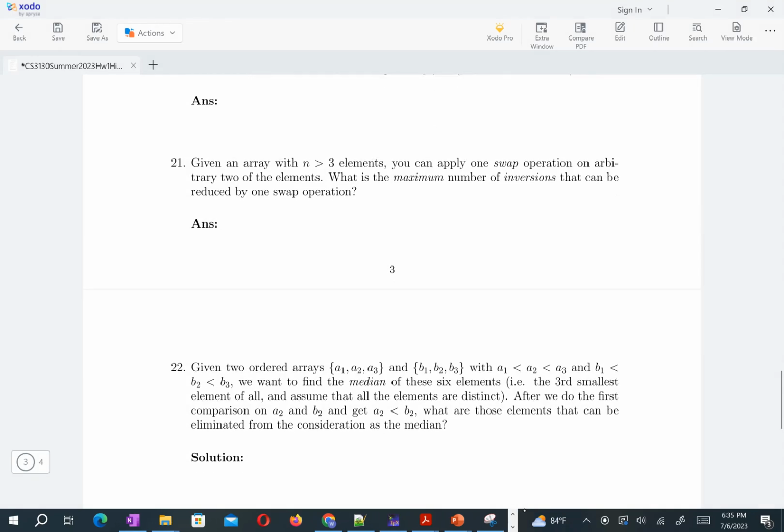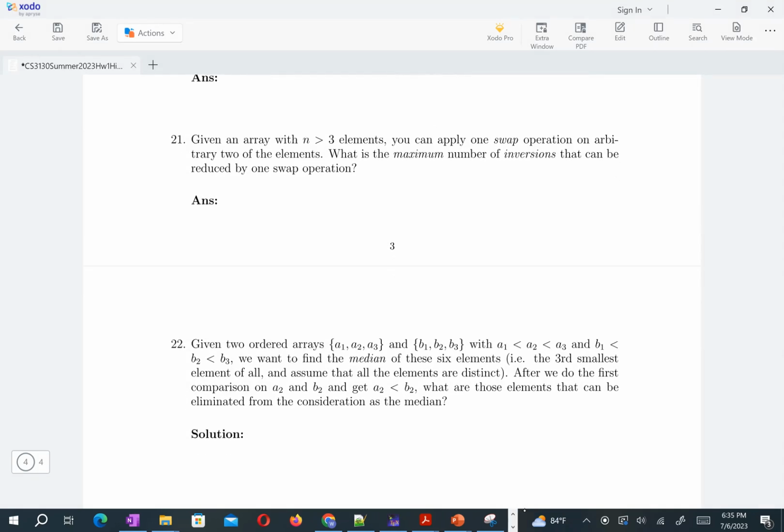Number 21, given an array with n greater than 3 elements, we can apply one swap operation on arbitrary 2 elements. What is the minimum number of inversions? Or maximum, yeah, correct, maximum number of inversions that can be reduced by one swap operation. Okay, yeah, one swap.